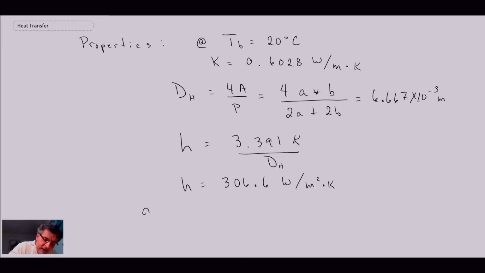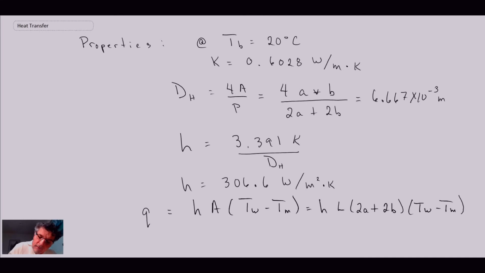So coming back here, first of all, let me express this in terms of h, A, T wall minus T mean or bulk. And that would be h times length times 2A, the perimeter of our duct. Now I'm going to bring the length over to the left-hand side, and that's going to give us q prime, which will be watts per meter. Then we have the following.